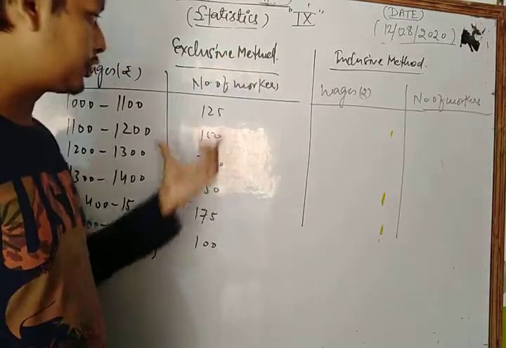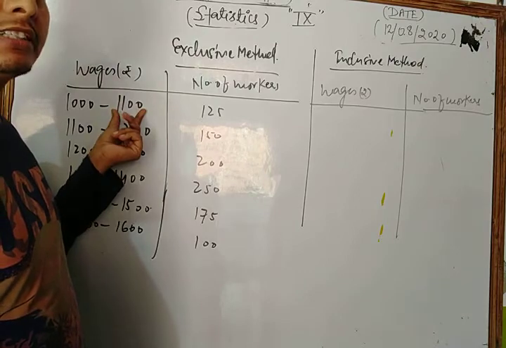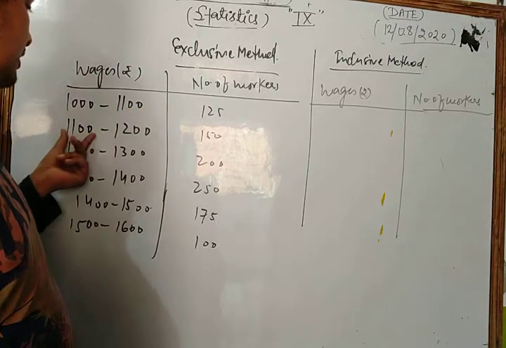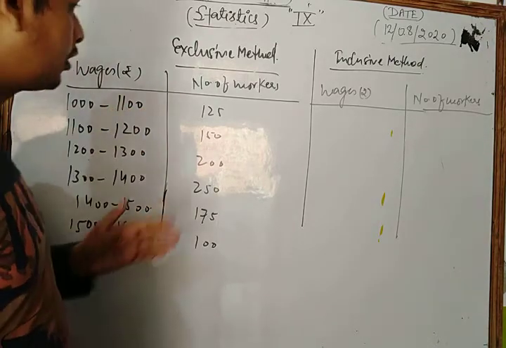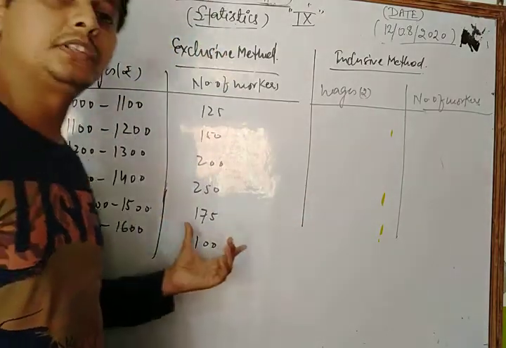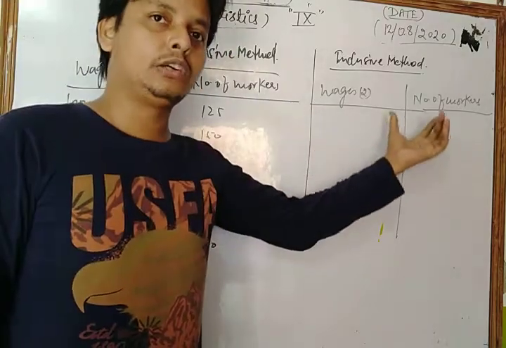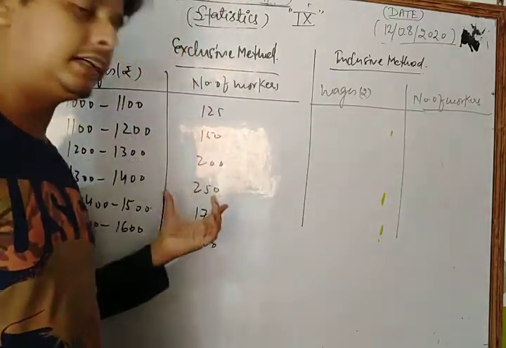Dear students, this is the exclusive method tabulation, in which the upper limit of a class is the same as the lower limit of the next class. That type of distribution is known as the exclusive method. So this representation is in the exclusive method. Now in the inclusive method we represent the same data in this way.